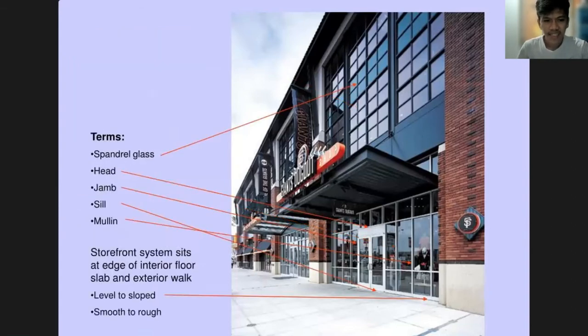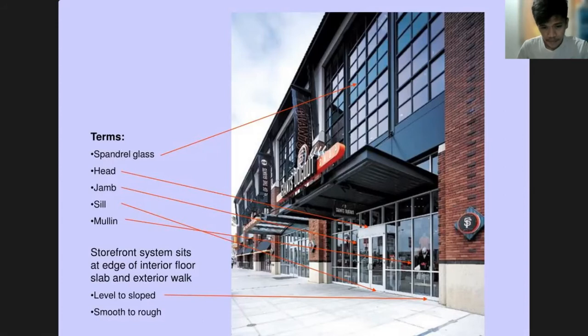Terms: spandrel glass, head, jamb, seal, mullion. Storefront system sits at the edge, including support, slab and exterior block. You can see in the picture the spandrel glass is here, and the head, and jamb. Jamb is on the side of the head, and the seam. Seam is the aspect in the flooring. Mullion is the member supporting the glass.